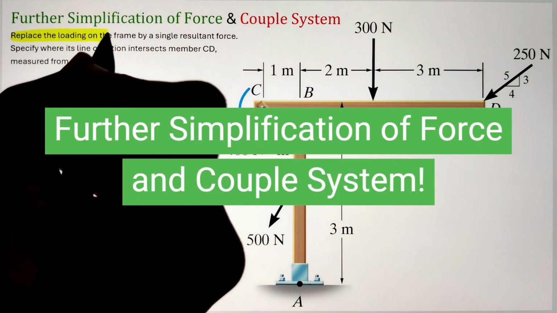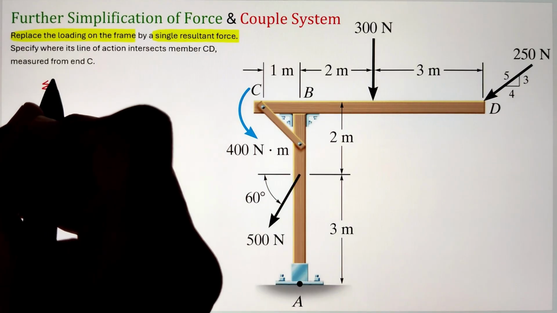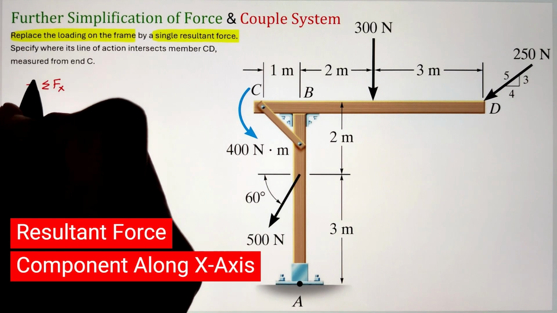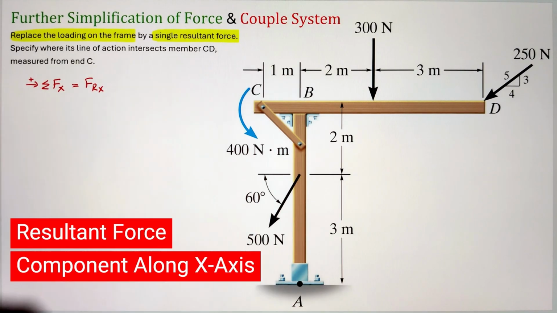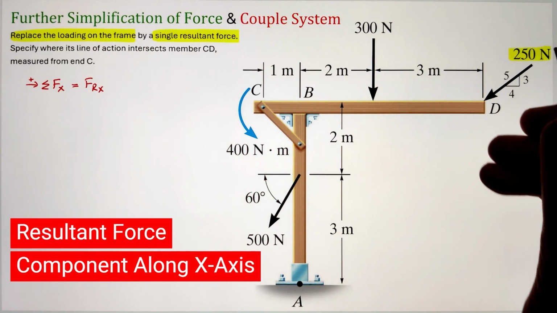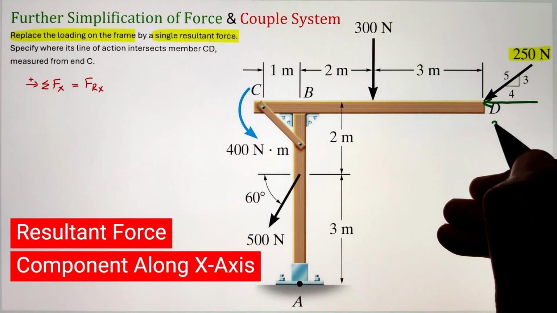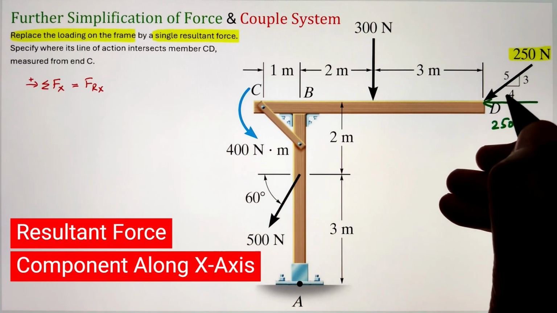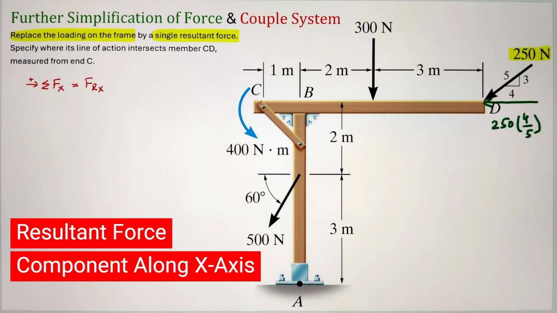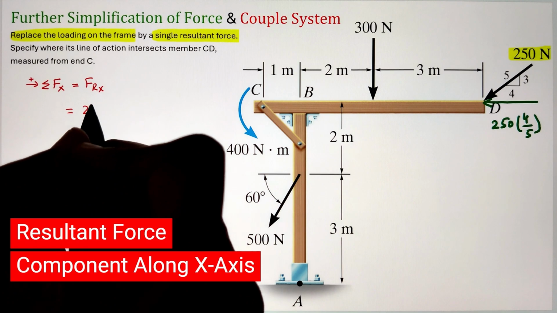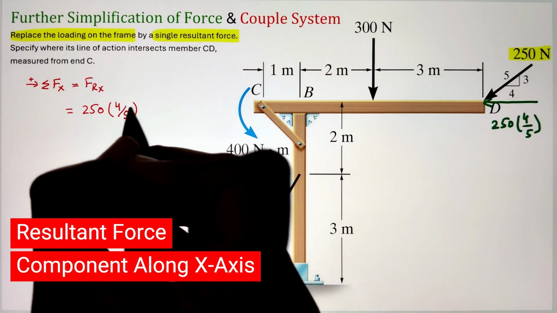In order to replace the loading on the frame by a single resultant force and specify its location on the member CD measured from point C, we can start by first calculating the resultant force component along the x and y direction. So to start, our 250 Newton is acting at an angle given by the right angle triangle of 3, 4, 5. We can calculate its x component by multiplying it with 4 over 5. Here, since the 4 is parallel to the x-axis, that's why it's in the numerator divided by the hypotenuse of the right angle triangle. This will give us the component along the x-axis.